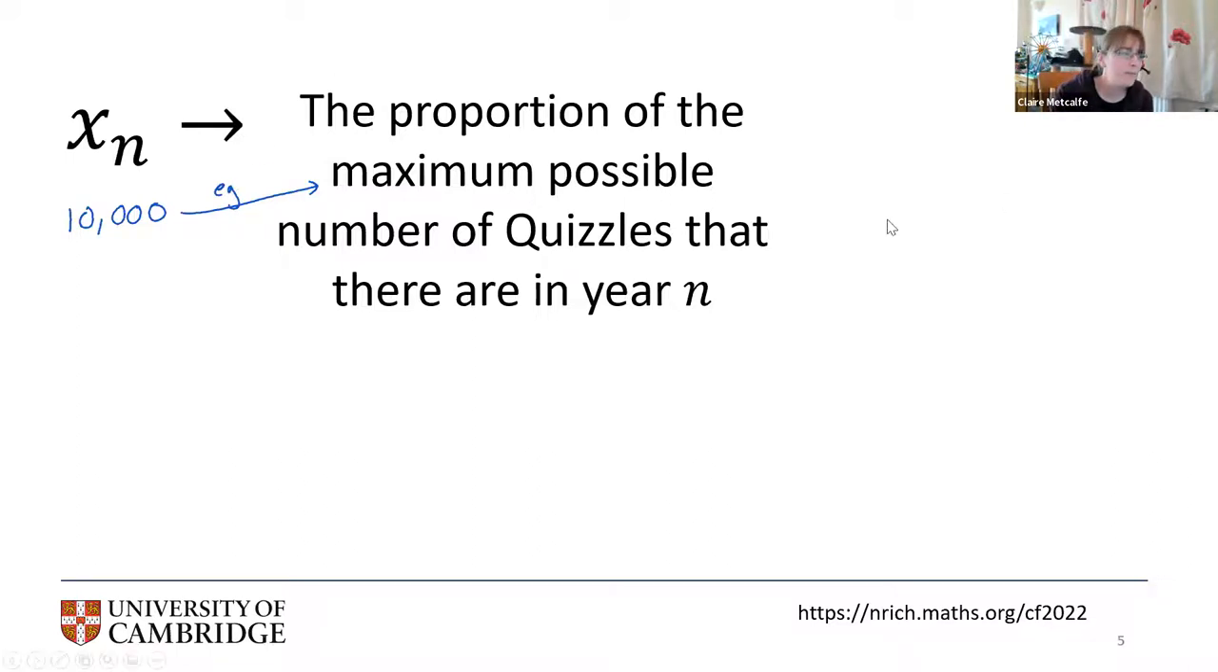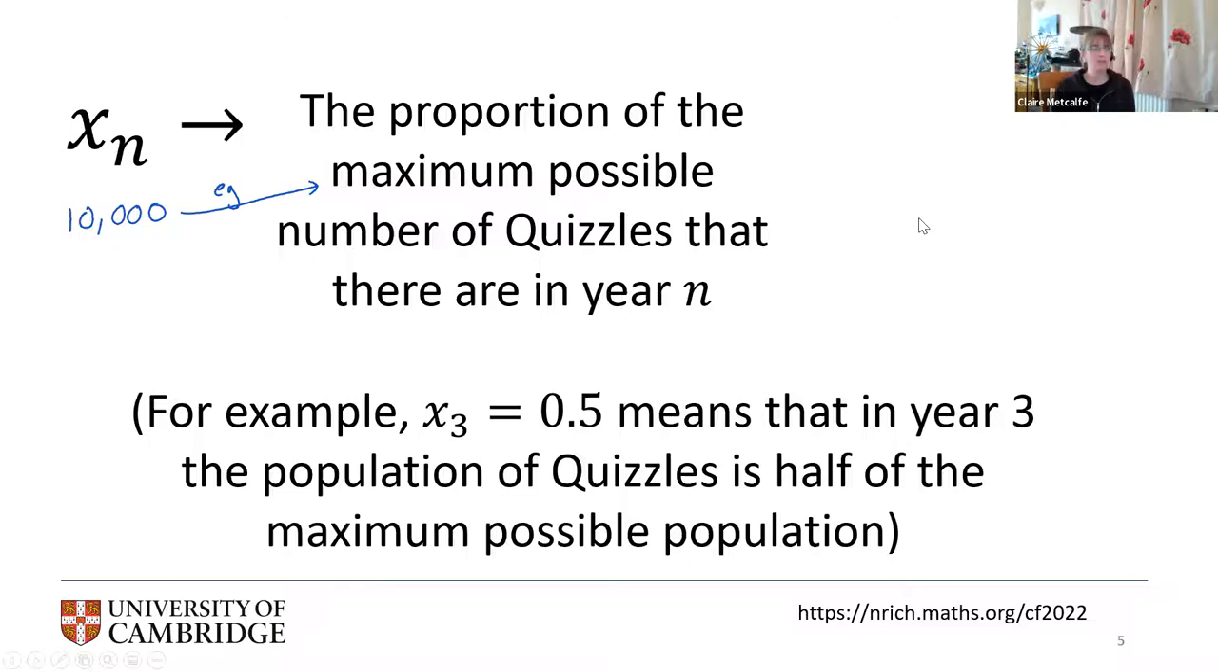So what that means is if we've got x3 equals 0.5, it means that in year three, the population of Quizzles is half the maximum possible population. So if we have a maximum possible population of 10,000, in the chat, can you tell me what this means for the actual number of Quizzles we have?